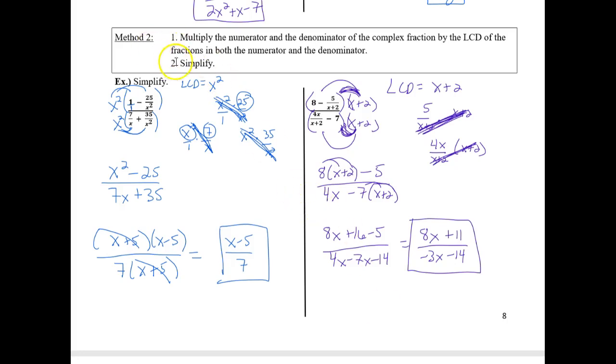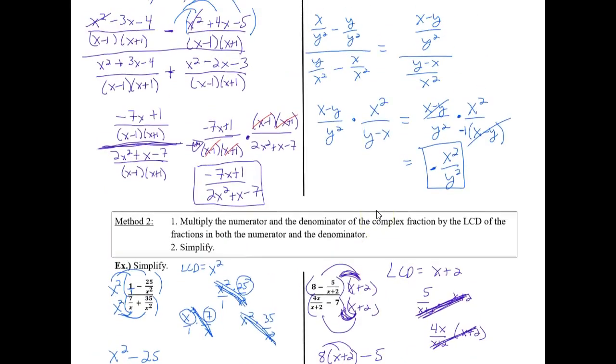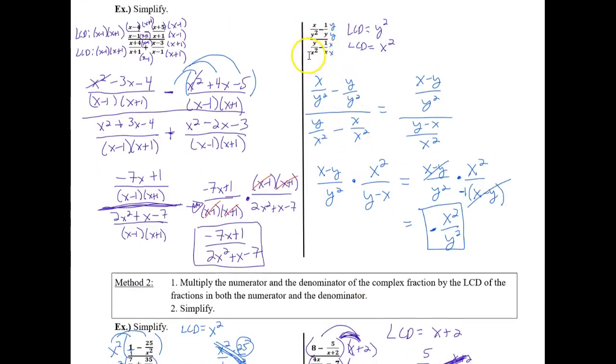And that's the second method. So you may choose the first method or second method. There's pros and cons to both. If it's easy to get the common denominator for all the fractions, usually I'll use the second method. But if they have totally different common denominators, then I tend to use the first method.